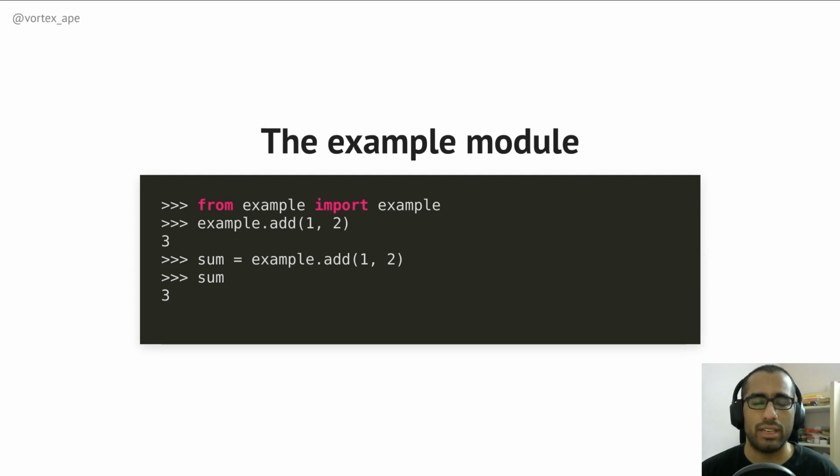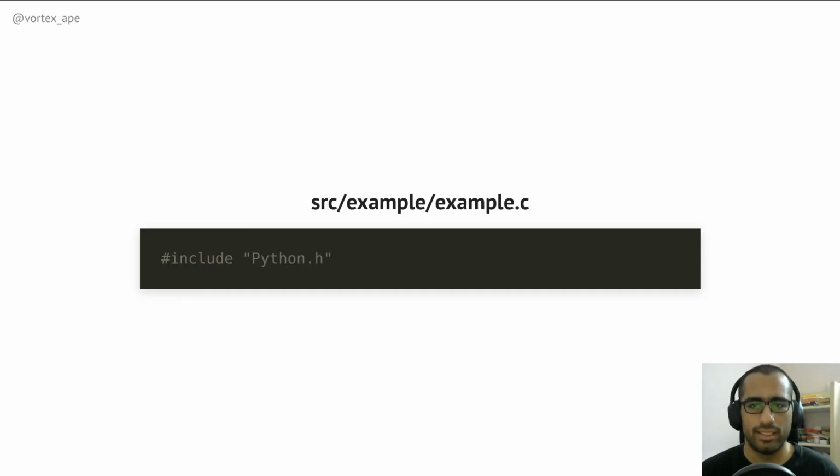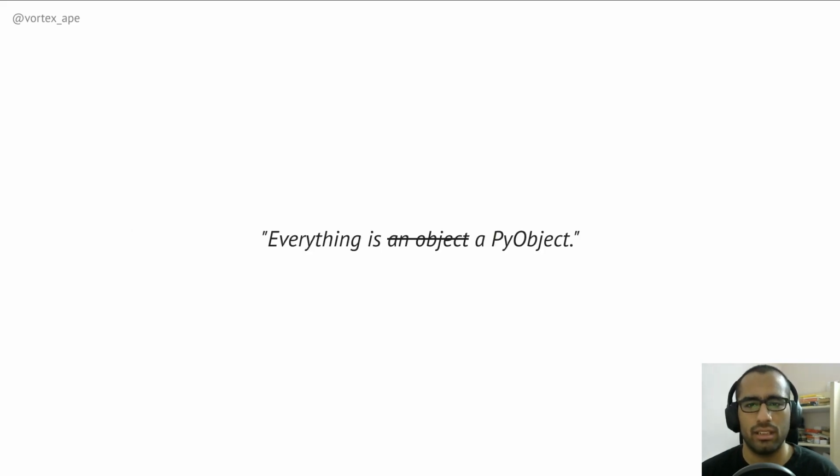We're going to look at how we can write an example module which lets us add two numbers. So we start by creating an example.c and including the Python.h header file, which would give us all functions and macro definitions needed to use the Python C API. Since all Python object types are treated the same way by Python, the language, they're also represented by a single C type by CPython, the implementation. In CPython, everything is a PyObject.